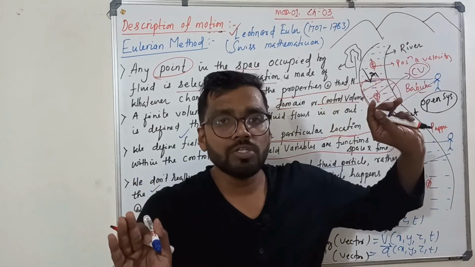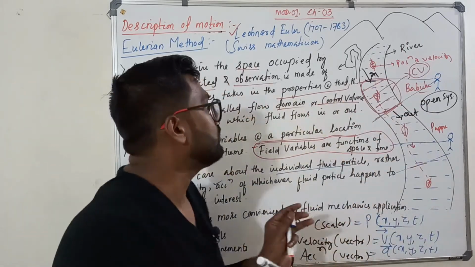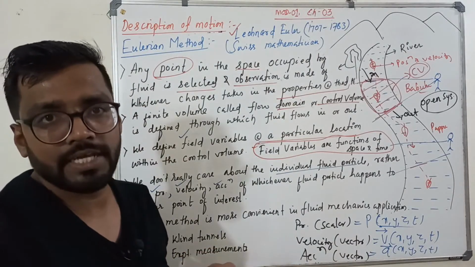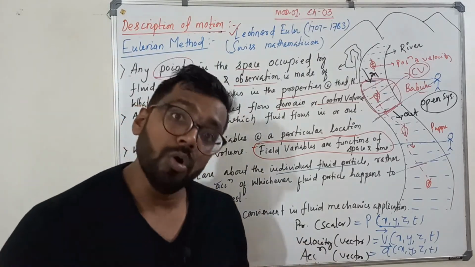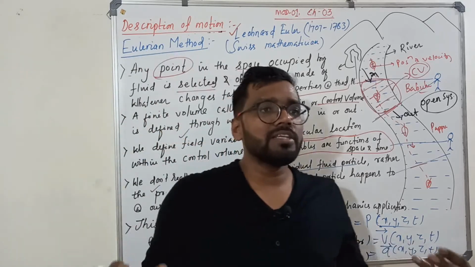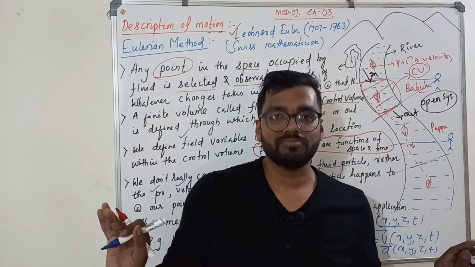Okay, and control volume you understood. It is an imaginary volume where the fluid can come in and go out. That means it's analogous to an open system. So the Eulerian method actually made my work quite easy.